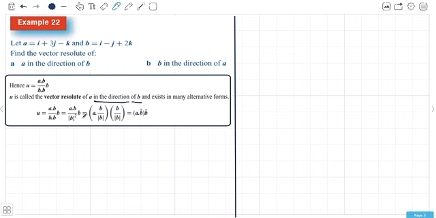I've just included here some other forms as well. The one that you might use more is perhaps this one, because B dot B is the magnitude of B squared, so you could use this one. I'm going to use this one today for these two examples.